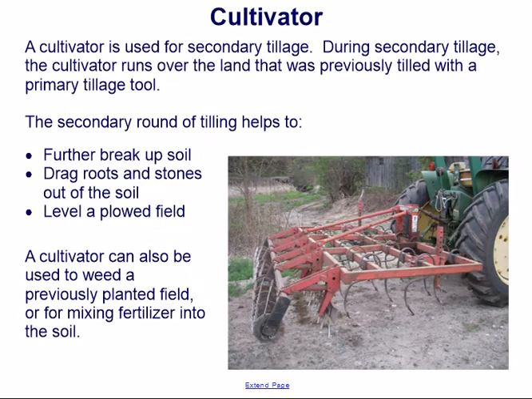Cultivator. A cultivator is used for secondary tillage. During secondary tillage, the cultivator runs over the land that was previously tilled with a primary tillage tool. The secondary round of tilling helps to further break up soil, drag roots and stones out of the soil, and level a plowed field. A cultivator can also be used to weed a previously planted field or for mixing fertilizer into the soil.